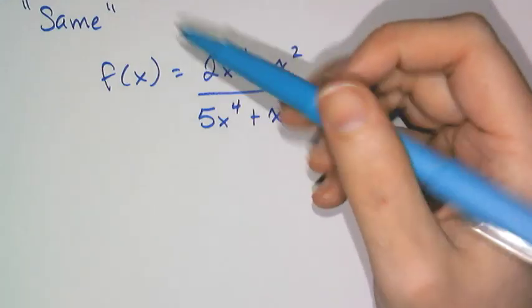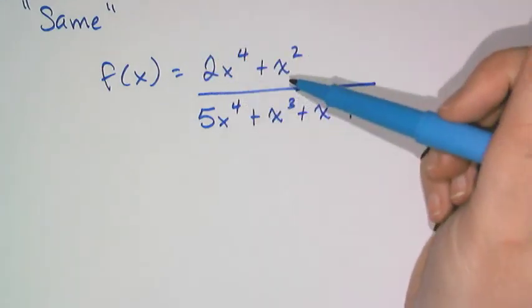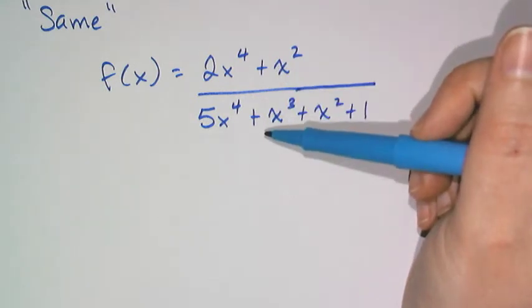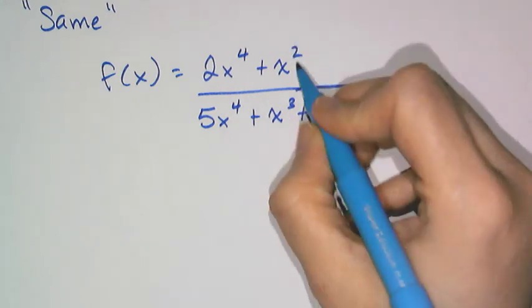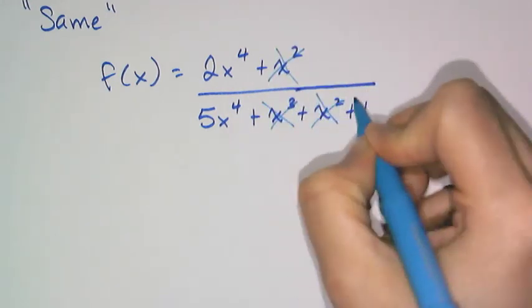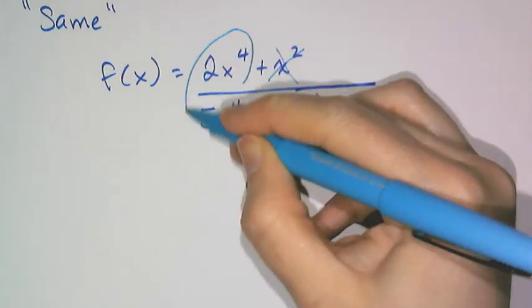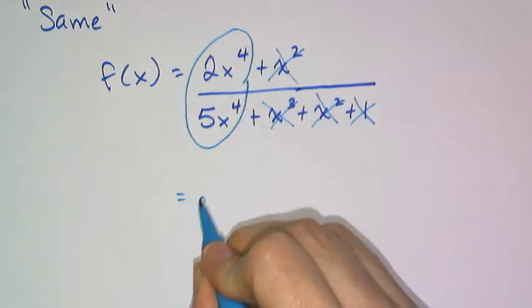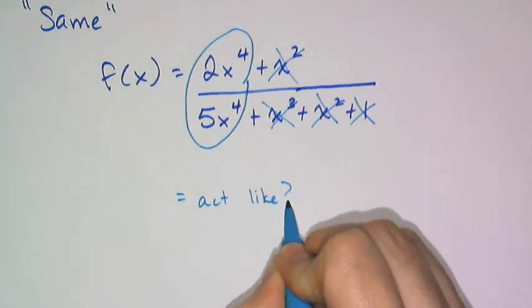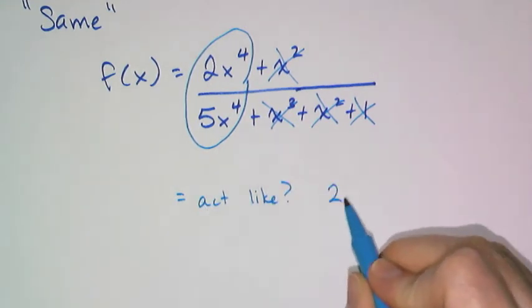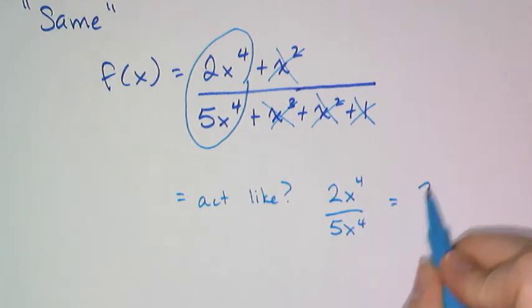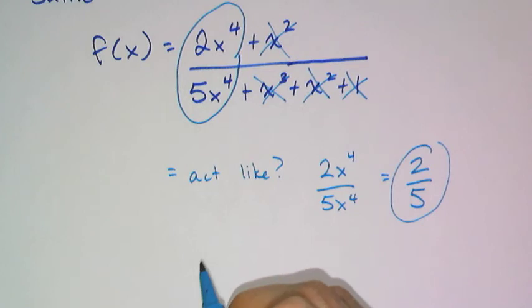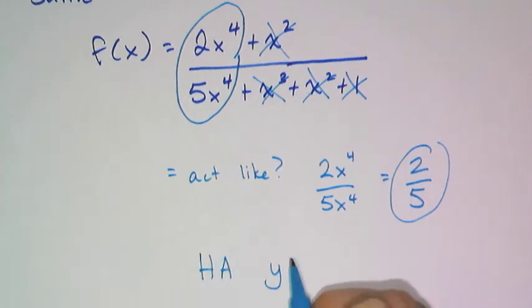The last type is where the degree in the numerator and the denominator are the same. And so in order to determine end behavior, I just have to look at the highest degree term. Those other terms mean nothing. All I care about are these two terms, and I have to think, well, what does this act like? Well, it acts like 2x to the fourth over 5x to the fourth, which means it acts just like 2/5. So my horizontal asymptote happens to be y equals 2/5 in this case.